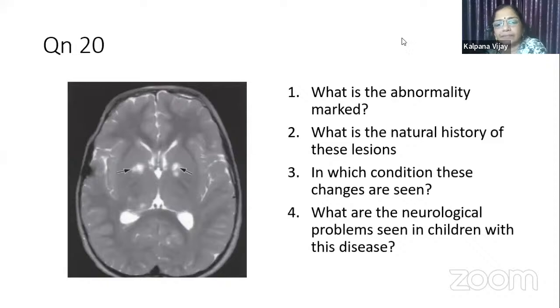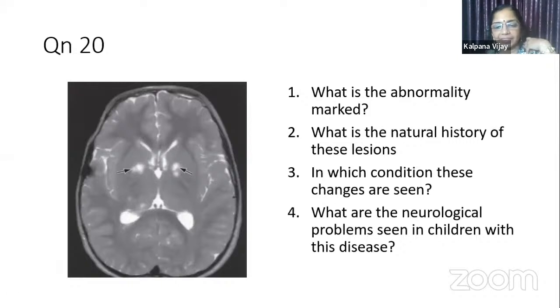And they read the other history. What is the natural history? In which condition are these changes seen? So for basal ganglia calcification, if it is a CT, then you can say that. This is an MRI where you are seeing white, discrete lesions in the T2 weighted image, but in the T1 weighted image, there is nothing. This is called unidentified bright objects, so UBO, unidentified bright object.